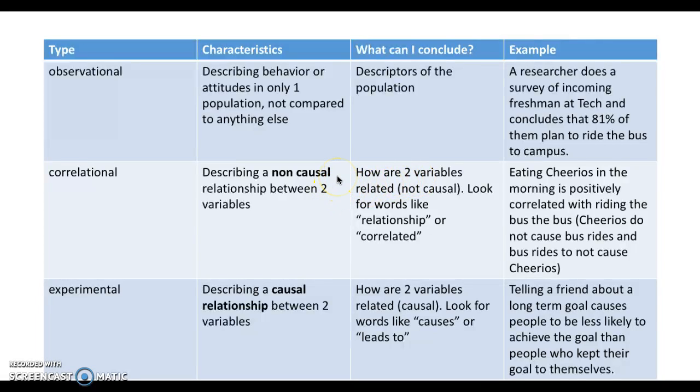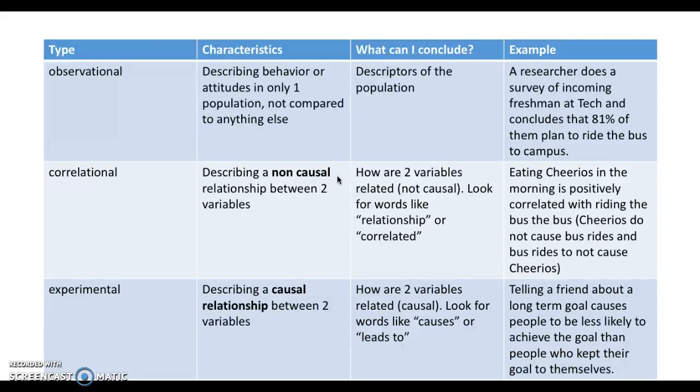My last example here is the experimental design, and here I'm describing the causal relationship between two variables. We use this all the time in psychology because we really want to know what's causing what. And this is sort of the gold standard of all designs. So here we're looking at how two variables are causally related. We like to look for words like causes or leads to or influences or something like that.